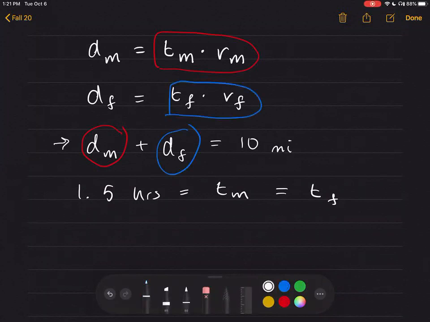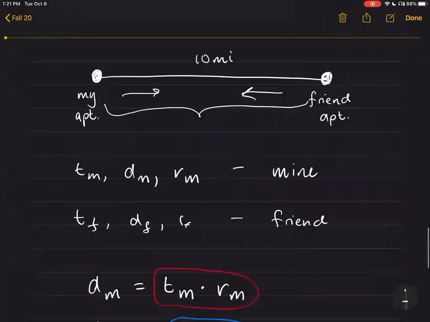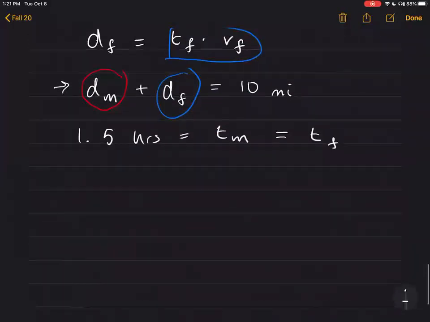And actually, I did forget to write down one more piece of information we can extract from this problem. It says our friend is running 50% faster than me. So in equation form, that means the friend's speed is my speed. Where R is rate, speed, and 50% faster means the speed is 150% of mine. So it'll look like this.